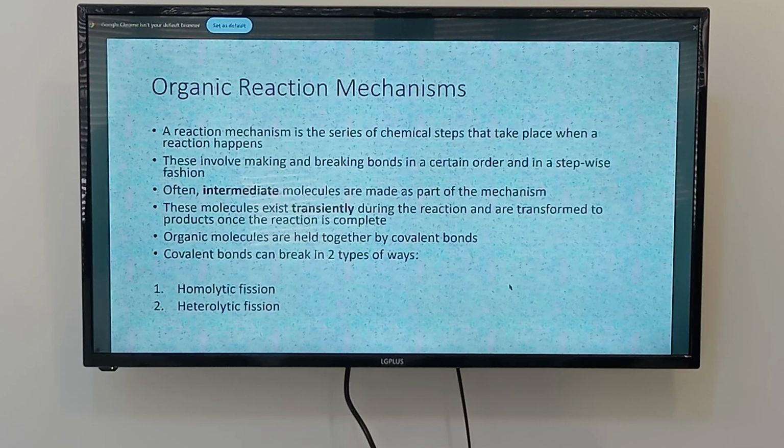This involves making or breaking the bonds in the molecules. Third, intermediate molecules are often made as part of mechanisms. These molecules exist transiently during the reaction and are transformed. Organic molecules are held together by covalent bonds. Covalent bonds can break in two ways: homolytic fission and heterolytic fission.